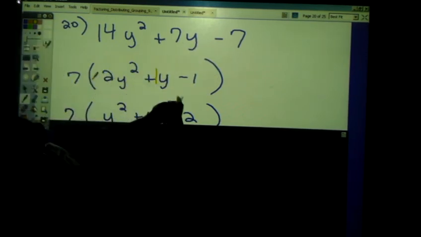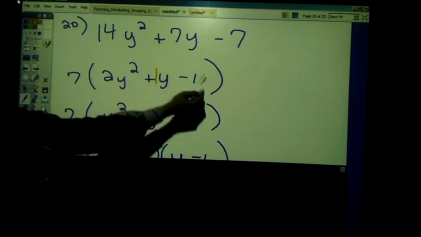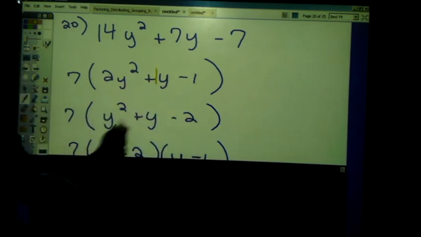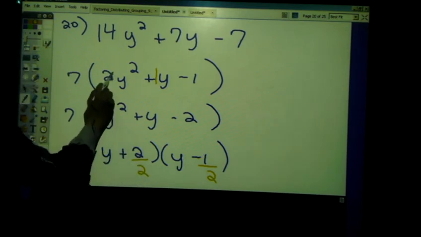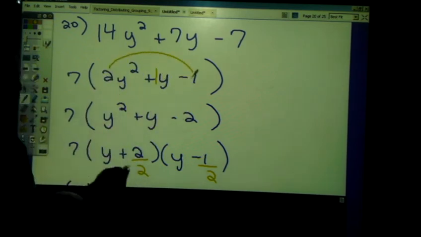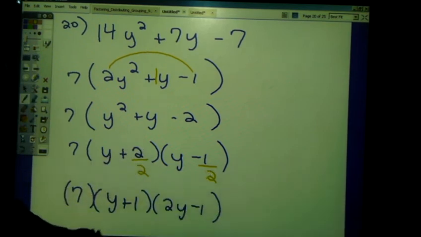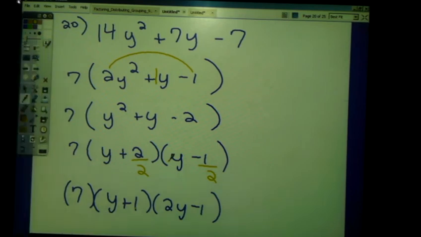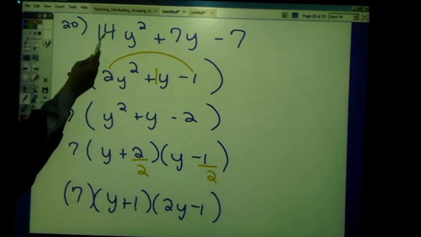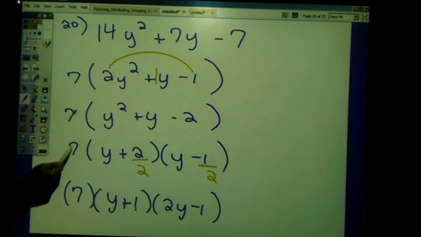Now I do arc it, stick it. 2 times negative 1 is negative 2. Factor this, you get y plus 2 times y minus 1. And then this 2 that I arced here, you stick it back under the regular numbers. 2 goes into 2 1 time, and then 2 doesn't go into 1 evenly, so you put it in the front.